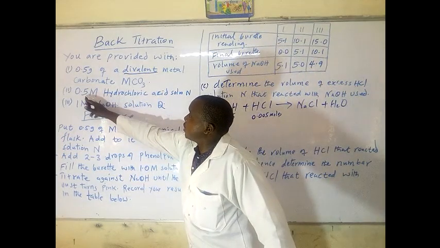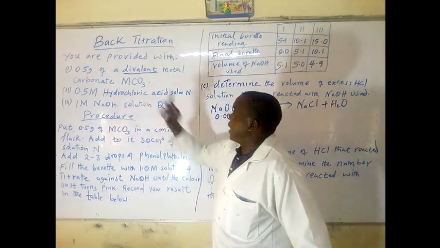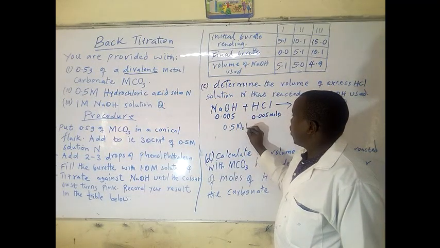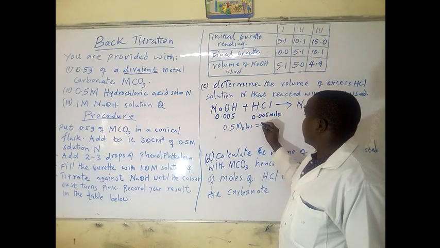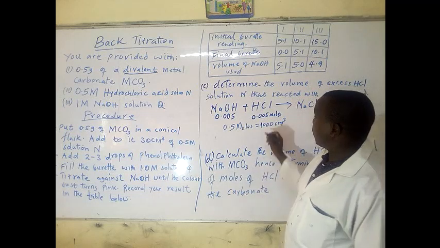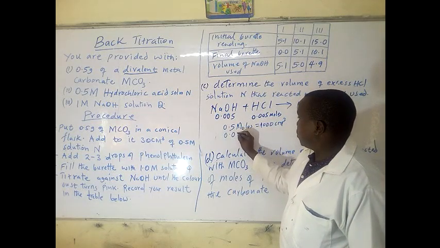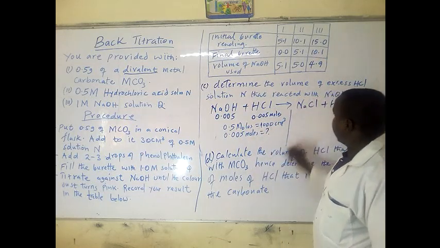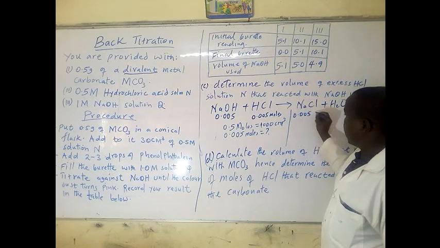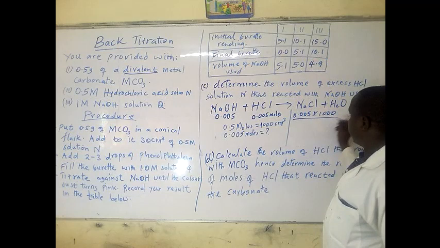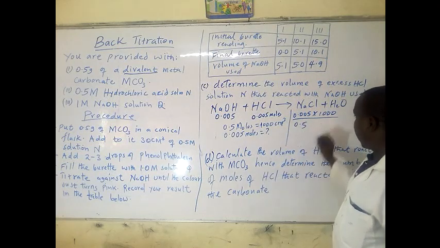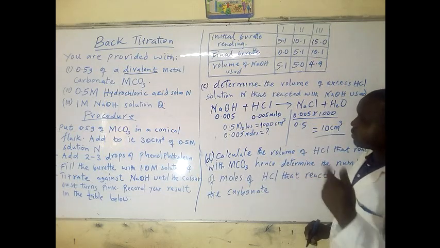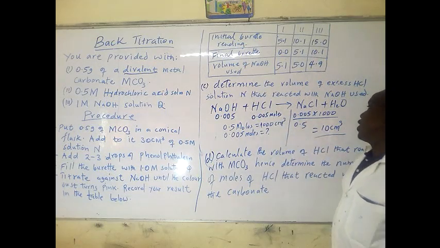We have that 0.5 molar HCl. So we know that 0.5 capital M means moles in 1,000 centimeters cube. Now we will find out which volume 0.005 moles will give us. Therefore, it's 0.005 times 1,000, we divide by 0.5. This one will give us 10 centimeters cube. It means that the excess volume was 10 centimeters cube.